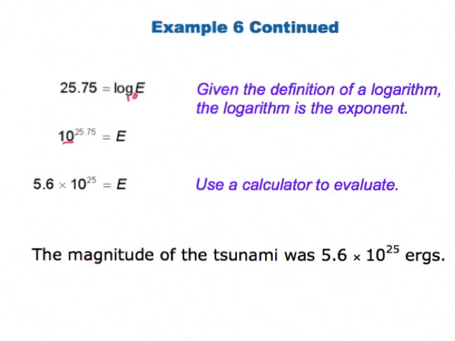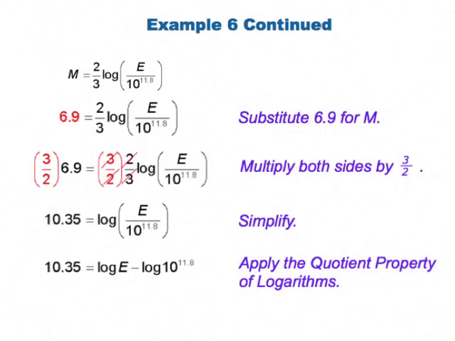Now, plug that into your calculator, and it'll probably give you scientific notation, something that looks like that. And that is the magnitude of energy. That's the magnitude of the tsunami, how much energy output it gave. Now, let's do the same thing for the other earthquake. For the other earthquake, again, you're plugging 6.9 in for M, and you're going to walk through the same procedure. So multiply by 3/2. And then you're going to have it down to here.